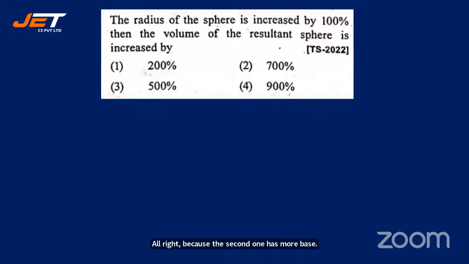The radius of the sphere is increased by 100%. Then the volume of the resultant sphere is increased by how many percent? Quickly give me the answer. I'm giving you less than 30 seconds. So we cannot spend more time on this. So quickly work it out and give me the answers.